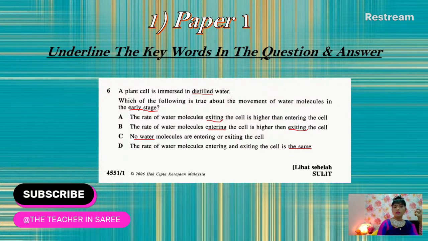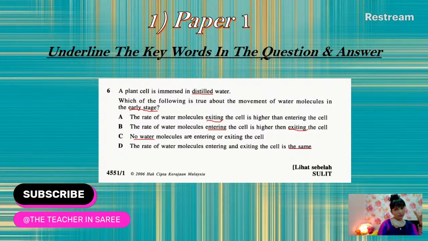And the option that no water molecules are entering or exiting the cells is definitely wrong. That will never happen. Even if you reach equilibrium, there will still be water molecules entering and exiting at the same rate.